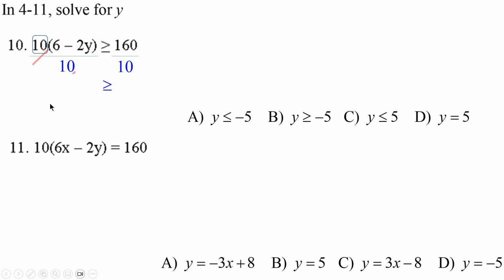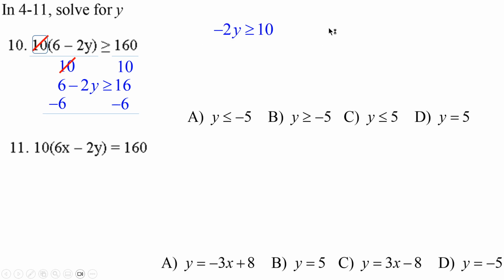So on the left, the factors of 10 cancel, leaving me 6 minus 2y is greater than or equal to 160 divided by 10, which would be 16. Get rid of that positive 6 by subtracting 6 from both sides. So negative 2y is greater than or equal to 10.